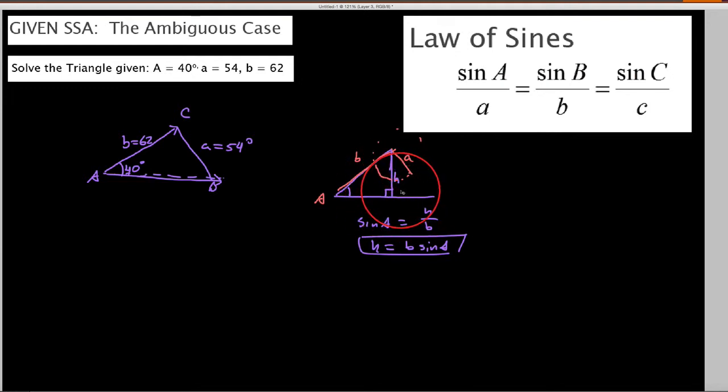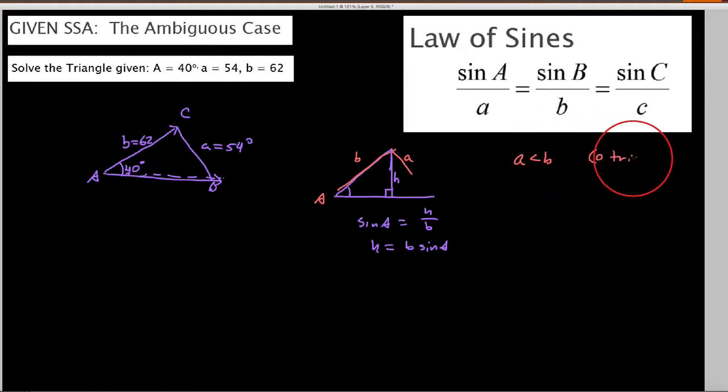So if that's the case, if we have a situation like this where a is less than b, then you would have 0 triangles. It's not going to happen. You're going to want to know this. So given some acute angle and then two sides next to it, if the further side is shorter in length than the side adjacent to the angle, then you have 0 triangles.